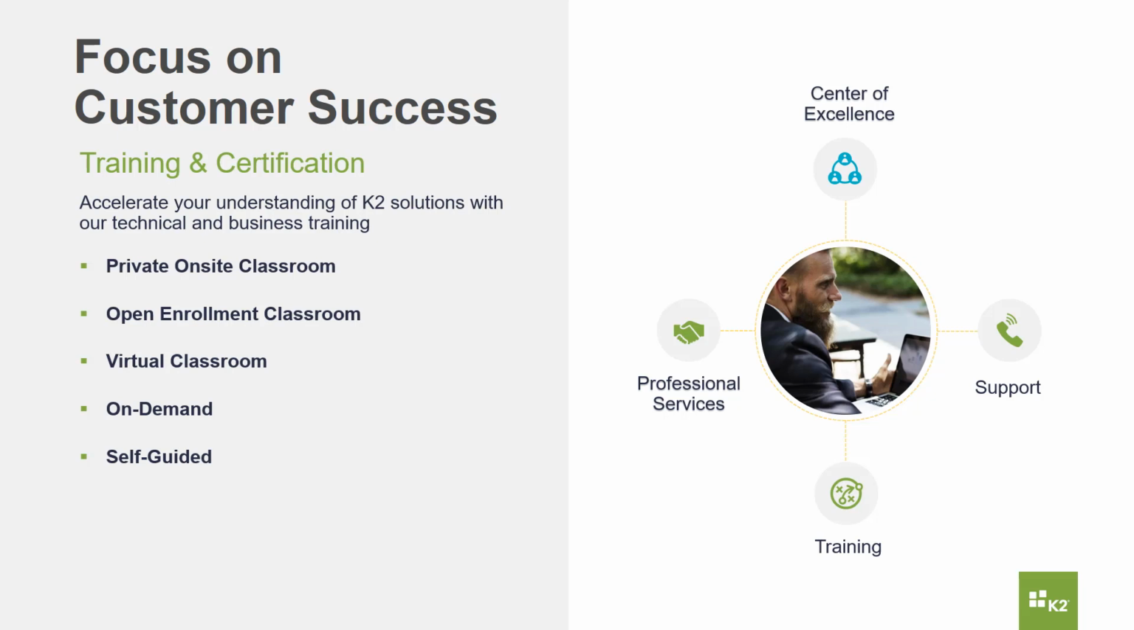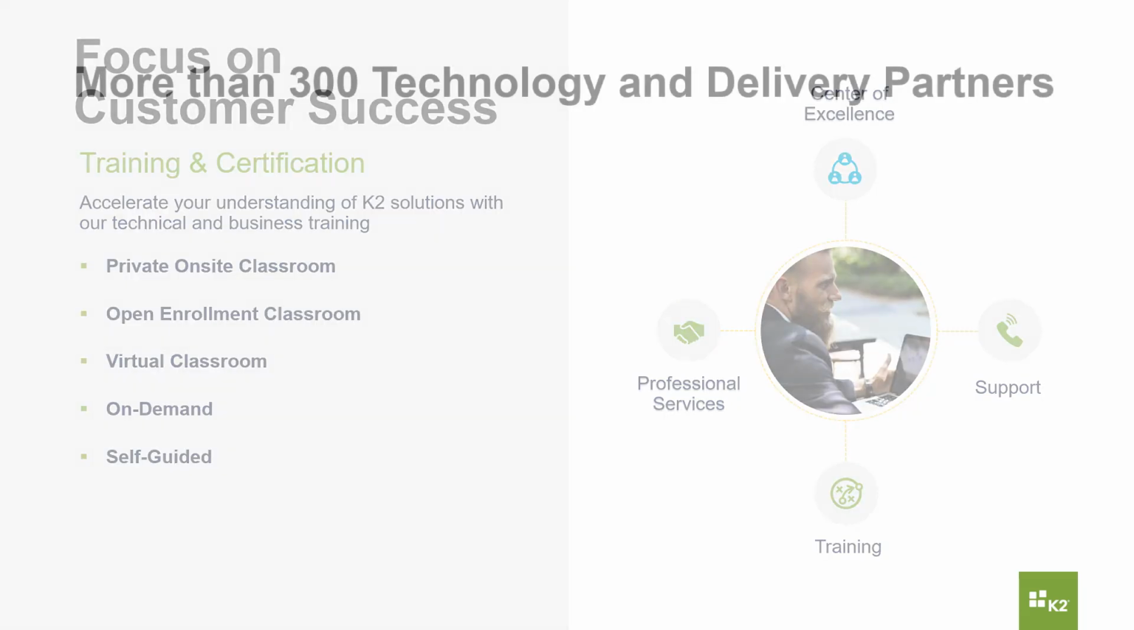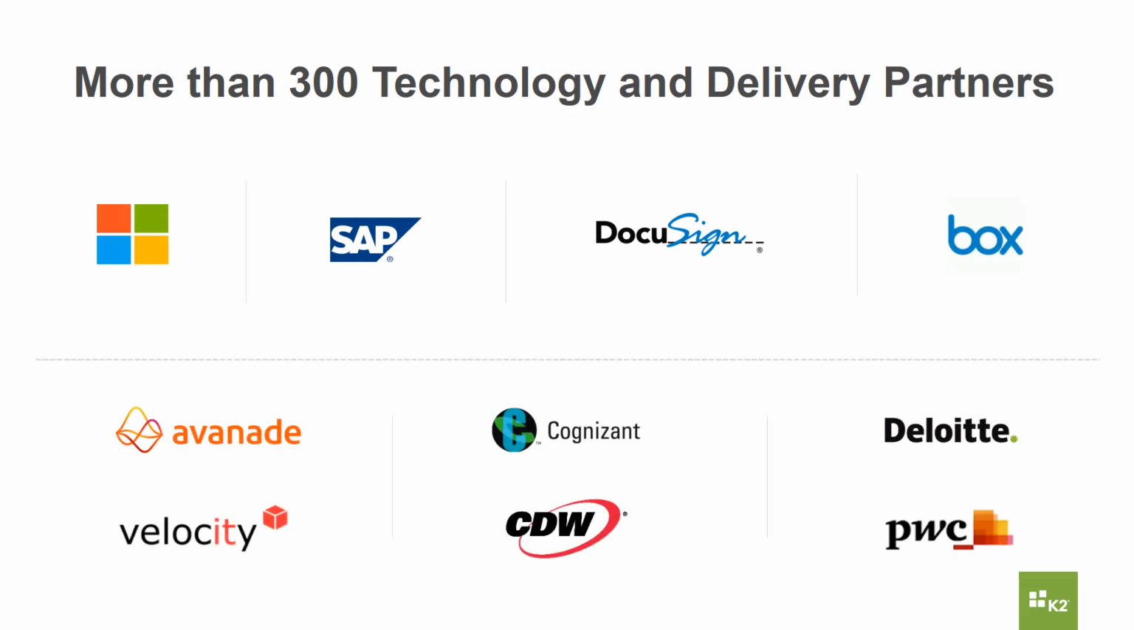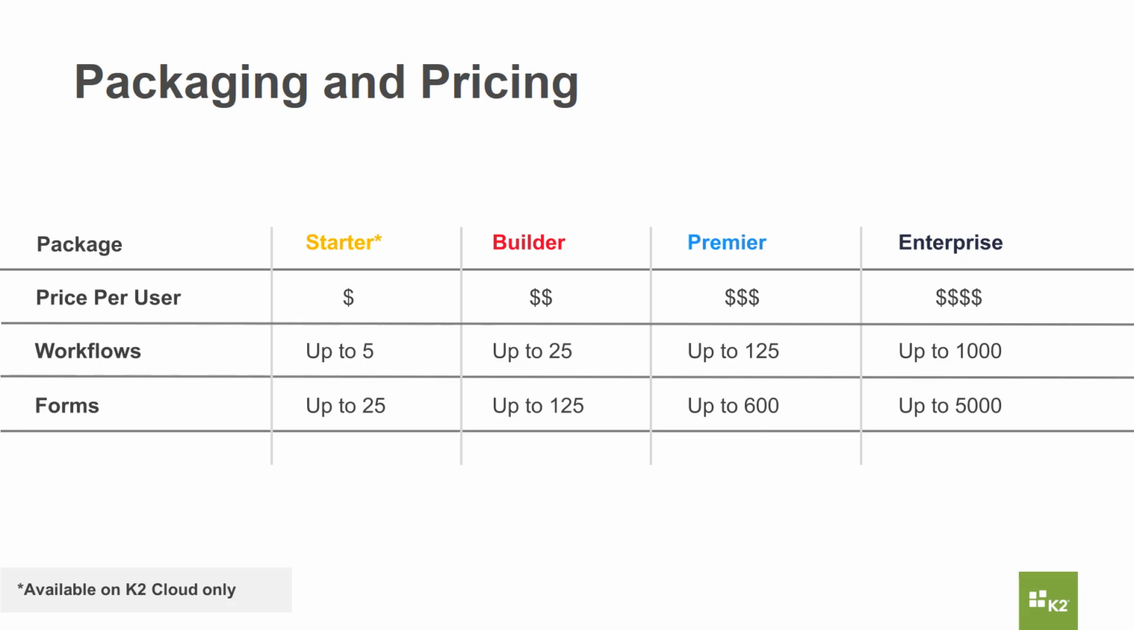And then the last piece there is going to be training and certification. We want to make sure that you have at your fingertips a number of different resources to learn about K2 and improve on how you're building your applications and deploying them across your enterprise. And then we have over 300 technology and delivery partners, all the way through Microsoft, SAP, DocuSign, Box. Those are people that we work very closely with to make sure that our customers are successful, as well as some global delivery partners.